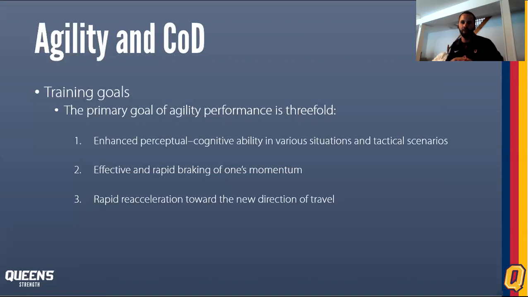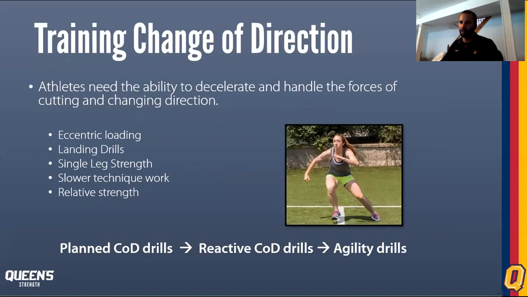But the first one is going to be developing an athlete's toolbox by exposing them to a variety of different scenarios to try to build their perceptual cognitive ability to be able to react on the fly, to be able to be in a situation and go, hey, I've somewhat been in this situation before where I have somebody chasing me that I need to get away from, and so on and so forth. So we need to make sure that we are exposing them to a variety of different scenarios.